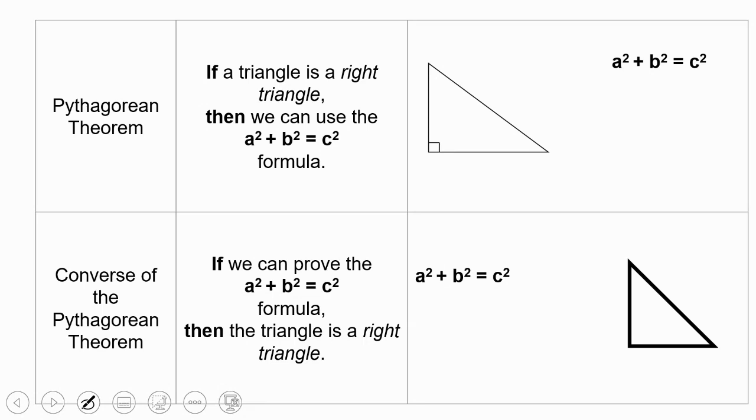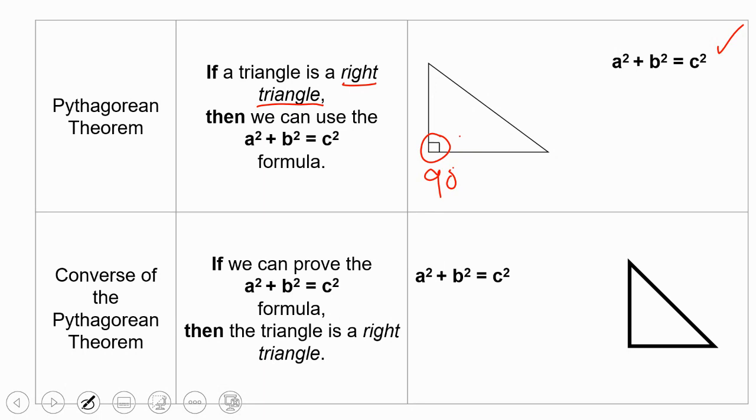Well, we know that the Pythagorean theorem states that if a triangle is a right triangle, like we have here, this is a right triangle, and we know this because of this symbol here, that means that it is 90 degrees. If a triangle is a right triangle, then we can use the formula a squared plus b squared equals c squared. So we can use this if it starts off as a right triangle. Now, what does the converse say? The converse of the Pythagorean theorem states that if we can prove the a squared plus b squared equals c squared formula, then the triangle is a right triangle.